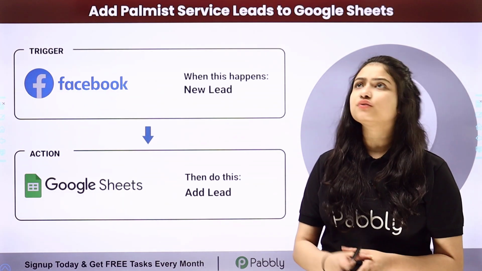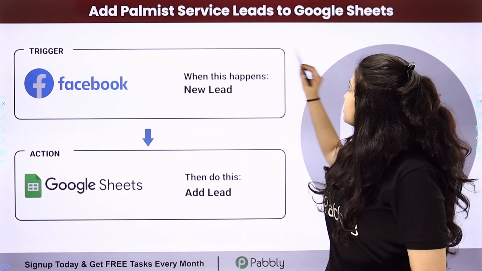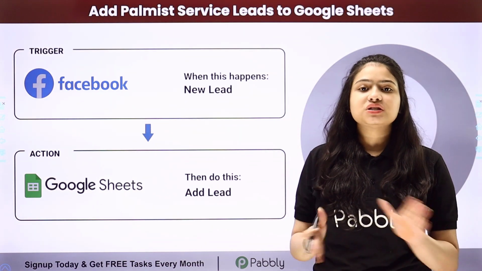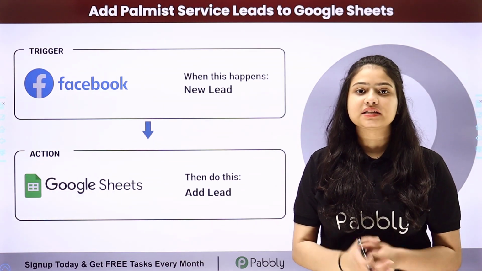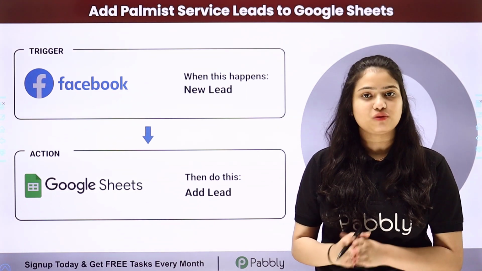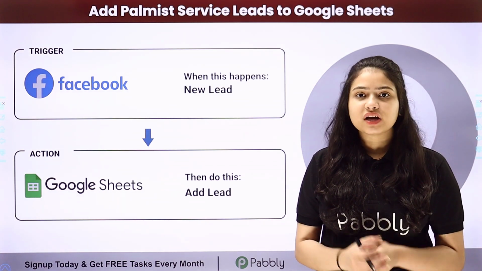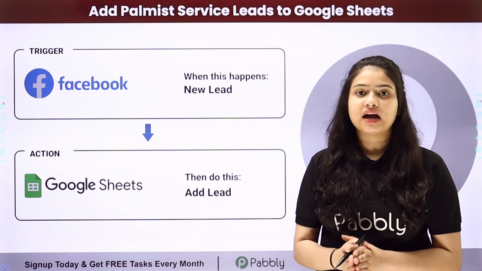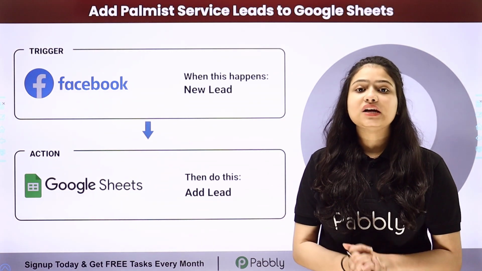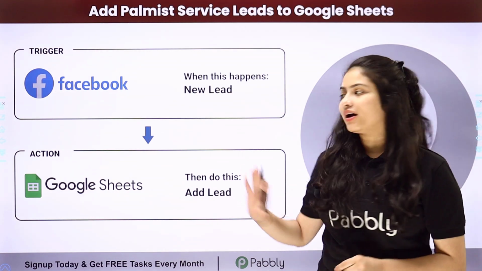In this video, we are going to learn how to add Palmist service leads to Google Sheets. Let's suppose I'm a Palm reader and to promote my business, I'm also running an ad campaign on my Facebook page. And now I want that as soon as a new lead is generated through Facebook lead ads for this business, automatically all the details of that lead should be added in my Google Sheets.